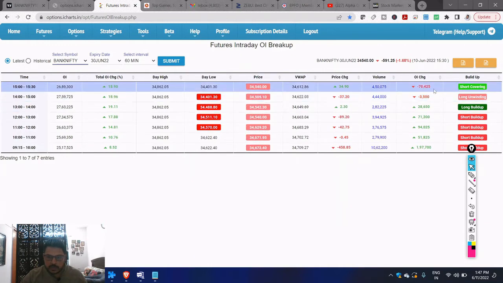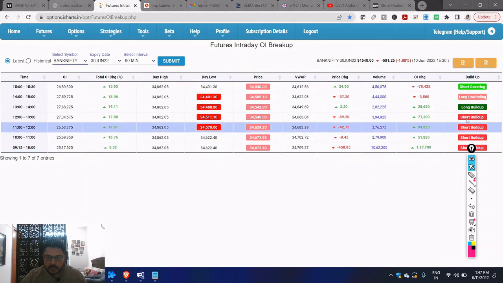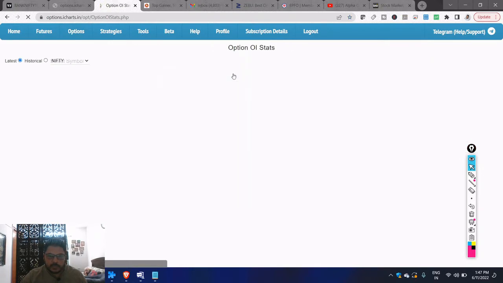Long unwinding, shorts got covered in the last. So there is no long build up at all. Only for 1 hour long build up was there, but later everything is short build up. So futures are clearly showing a picture that it is bearish.